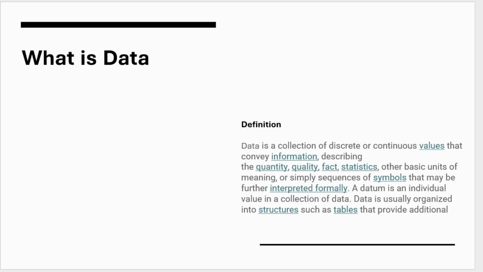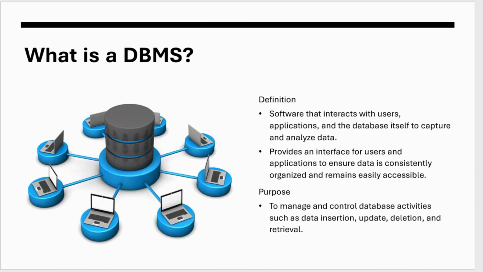The next topic is what is data? Data is a collection of discrete or continuous values that convey information, and we can also define it in a simple way: data is a piece of content that can be text or numbers. It contains meaningful information.